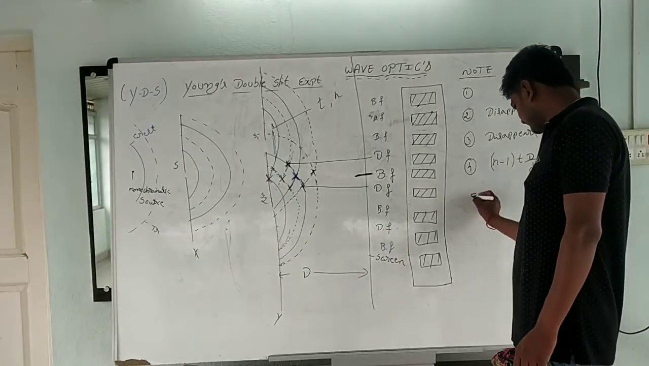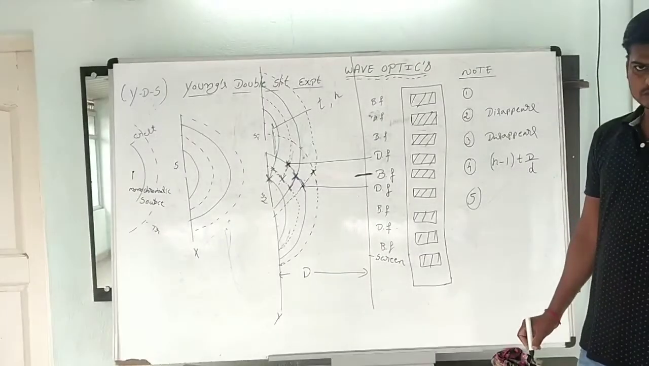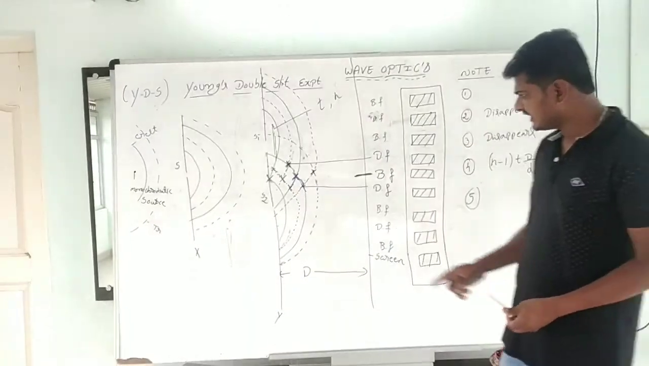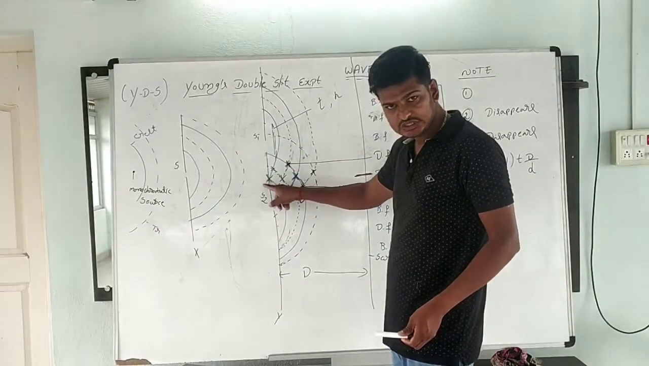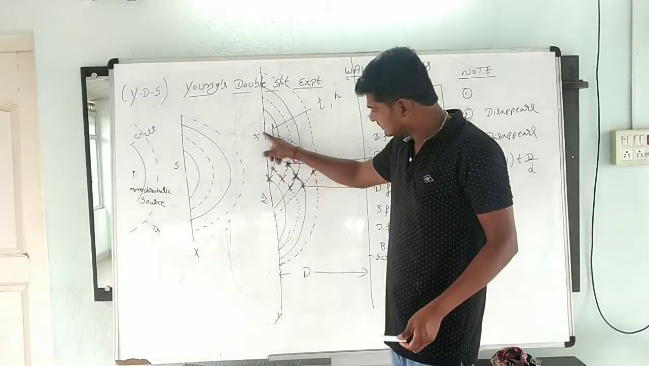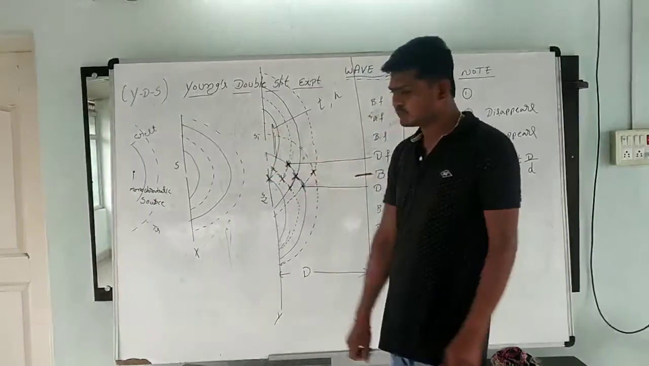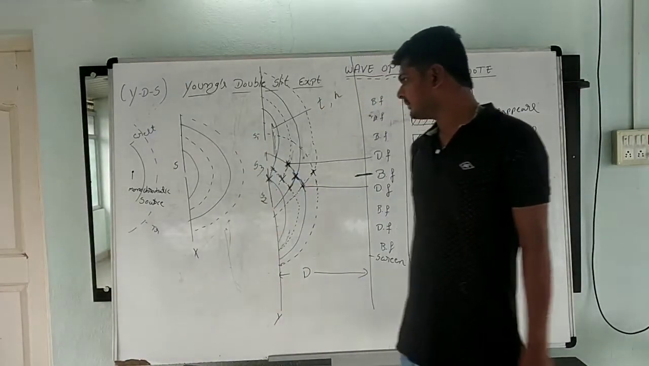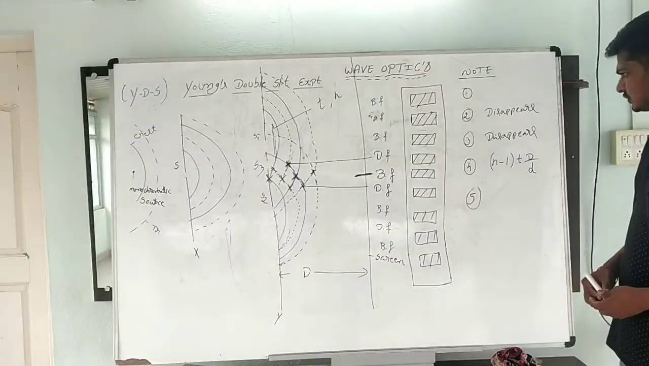Next, fifth point. Here only two slits are there, S1 and S2. When I am going to make one more slit, S3, in between S1 and S2, what will happen?